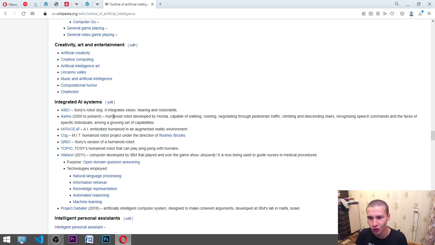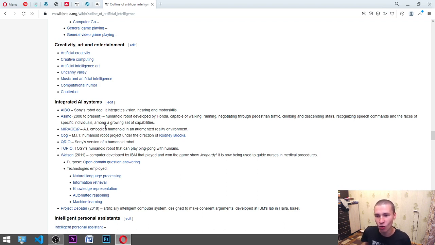AIBO, Sony's robot dog. It integrates vision, hearing, and motor skills. Wow, amazing. Asimo, 2000 to present, a humanoid robot developed by Honda, capable of walking, running, negotiating through pedestrian traffic, climbing and descending stairs, recognizes speech commands and the faces of specific individuals among a growing set of capabilities. Mirage, an AI embodied humanoid in an augmented reality environment. COG, an MIT humanoid robot project under the direction of Rodney Brooks. QRIO, Sony's version of a humanoid robot.